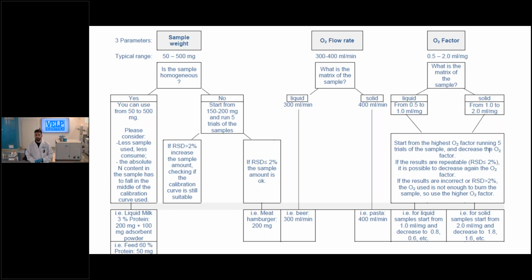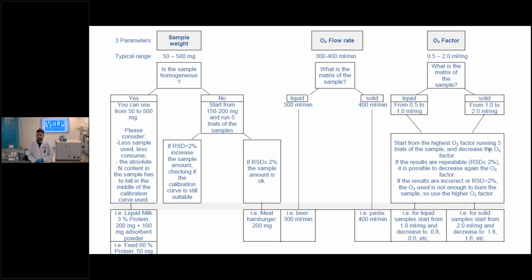The correct oxygen factor depends on the matrix of the sample. So if the sample is liquid, the oxygen factor range is from 0.5 to 1.0. Otherwise, if it is solid, it is from 1.0 to 2.0 milliliters per milligram. We recommend starting from the highest oxygen factor. So in case of liquid, 1.0, in case of solid, 2.0.